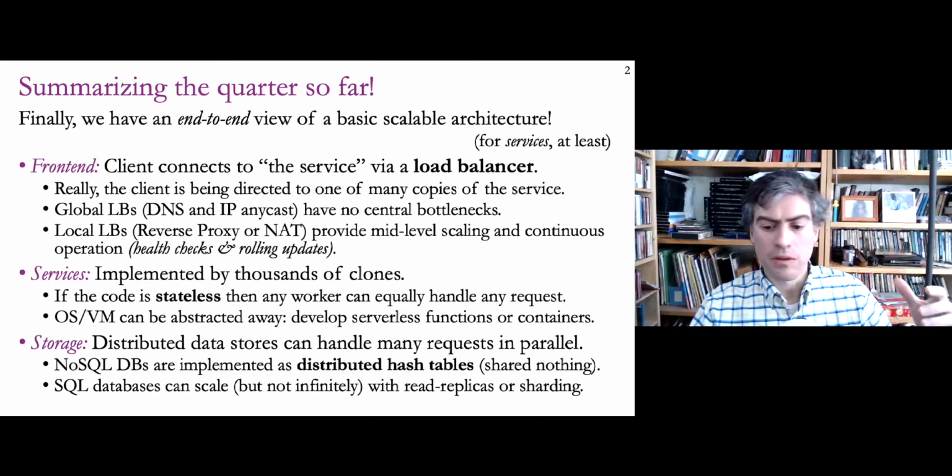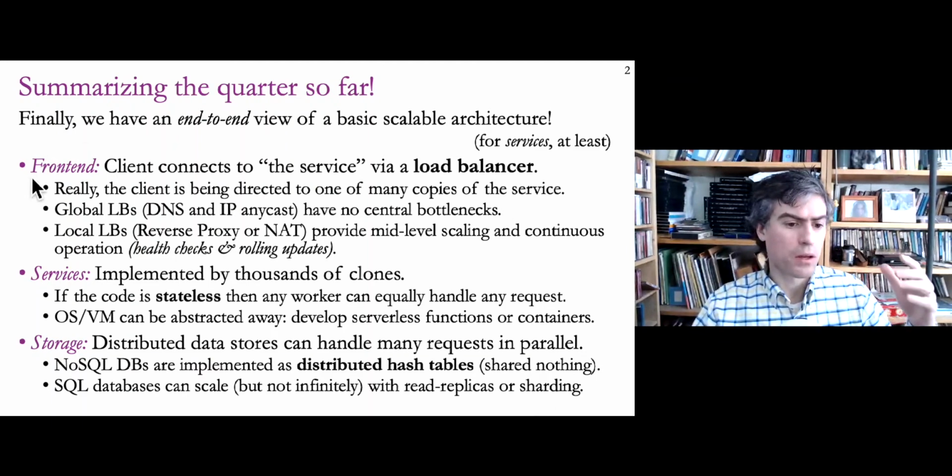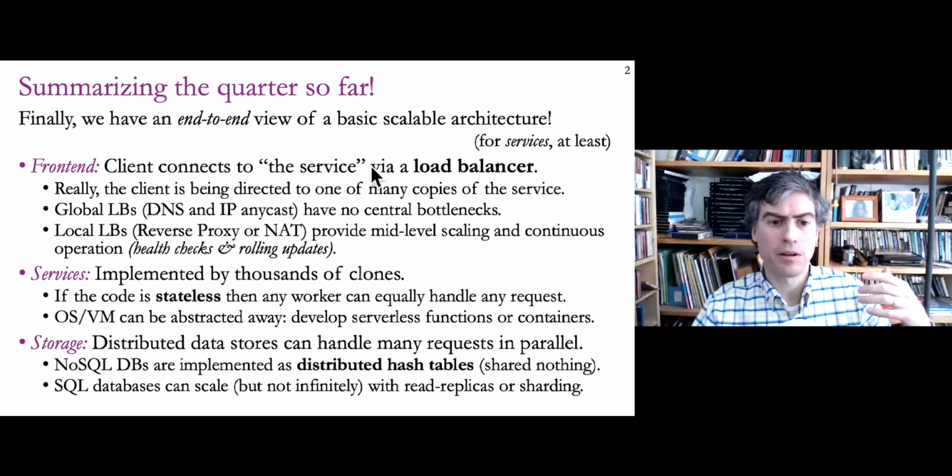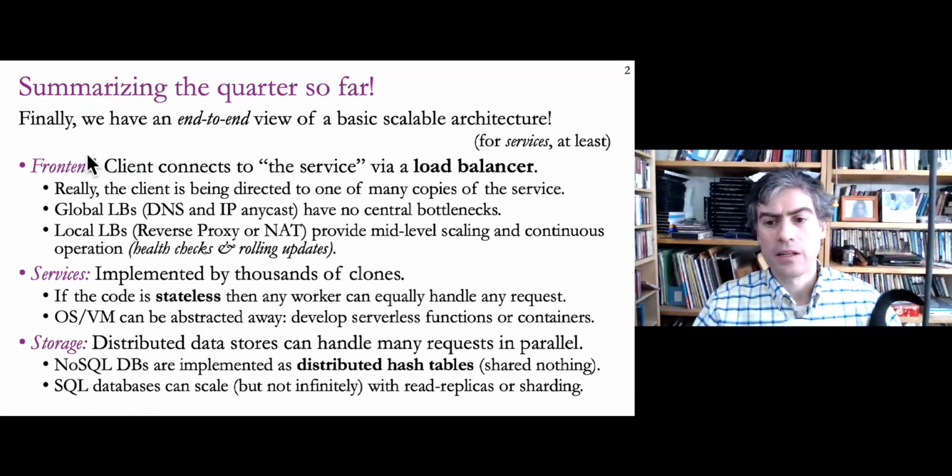At this point, we've seen end-to-end a lot of different techniques for building scalable architectures. We have, I think, a pretty complete end-to-end view of how to build a scalable architecture for services. On the front end, I just want to review that now so you have a single reference point for this.